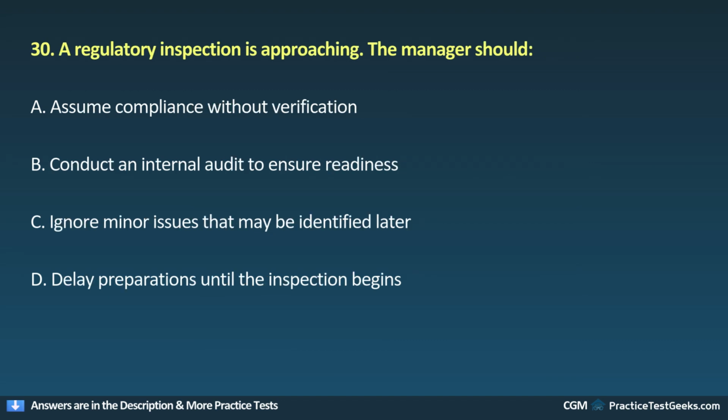30. A regulatory inspection is approaching. The manager should A. Assume compliance without verification. B. Conduct an internal audit to ensure readiness. C. Ignore minor issues that may be identified later. D. Delay preparations until the inspection begins.